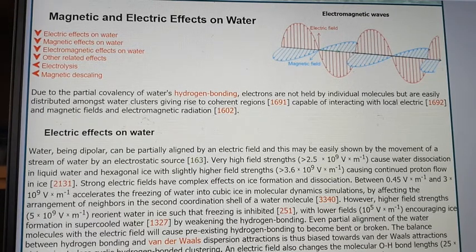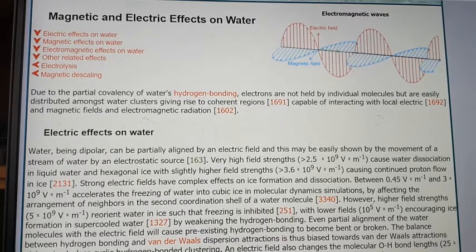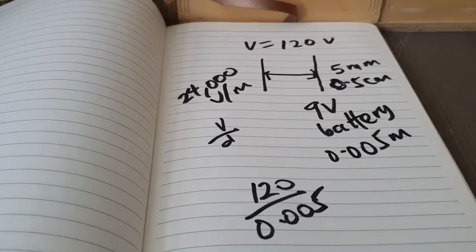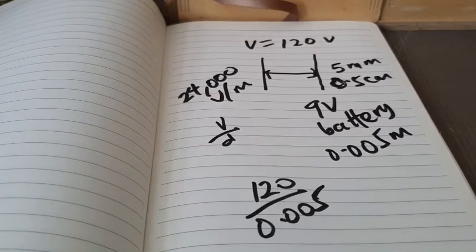And between 0.45 volts per meter and 3 times 10 to the 9 volts per meter accelerates the freezing of water into cubic ice in molecular dynamics simulations by affecting the arrangement of neighbors in the second coordination shell of a water molecule. We're going to be talking about electric field strength. So this is just a very quick example or comparison.